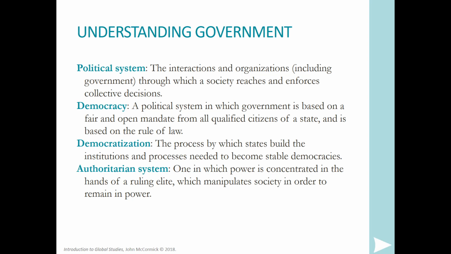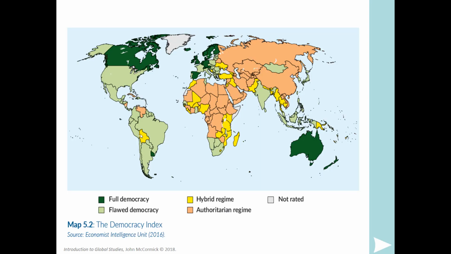An authoritarian system is when power is concentrated at the top. You could think of countries such as North Korea, China, and Russia. And so you can see the full democracies are in dark green. Look at this up here, Canada. But look at flawed democracy.